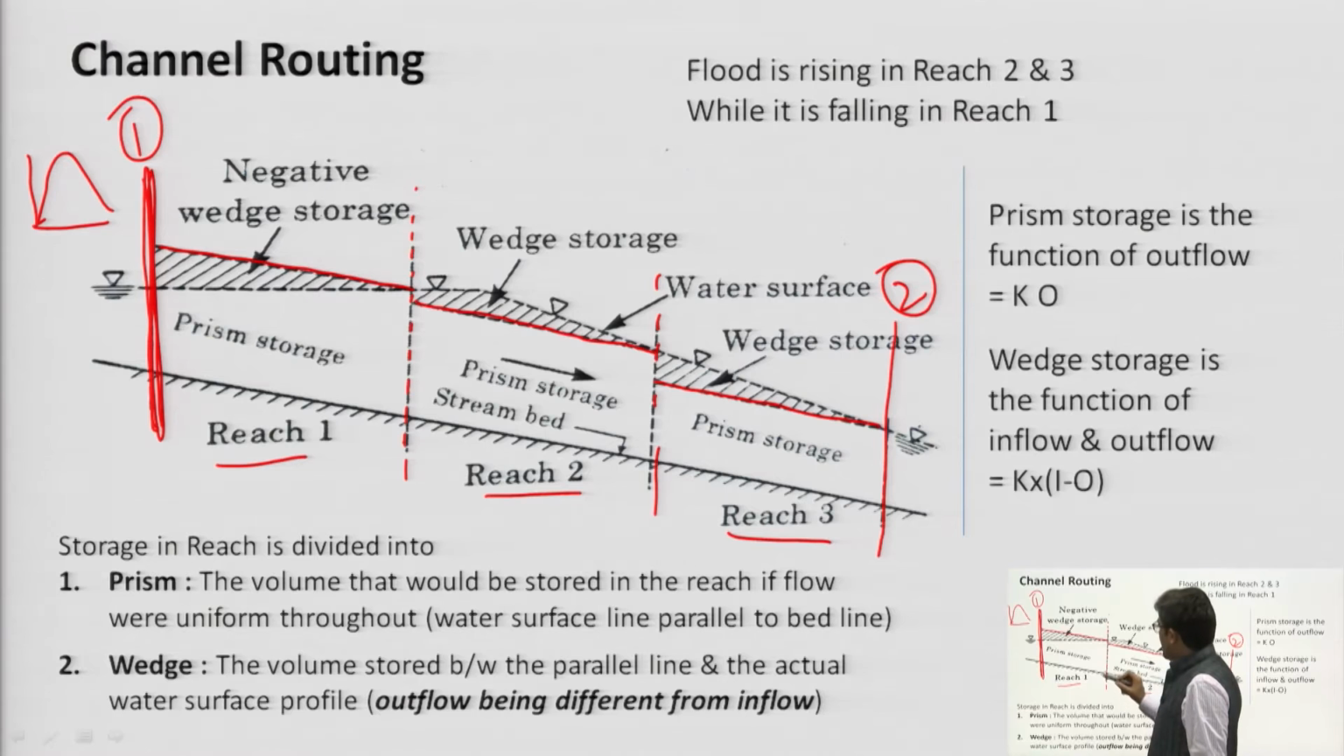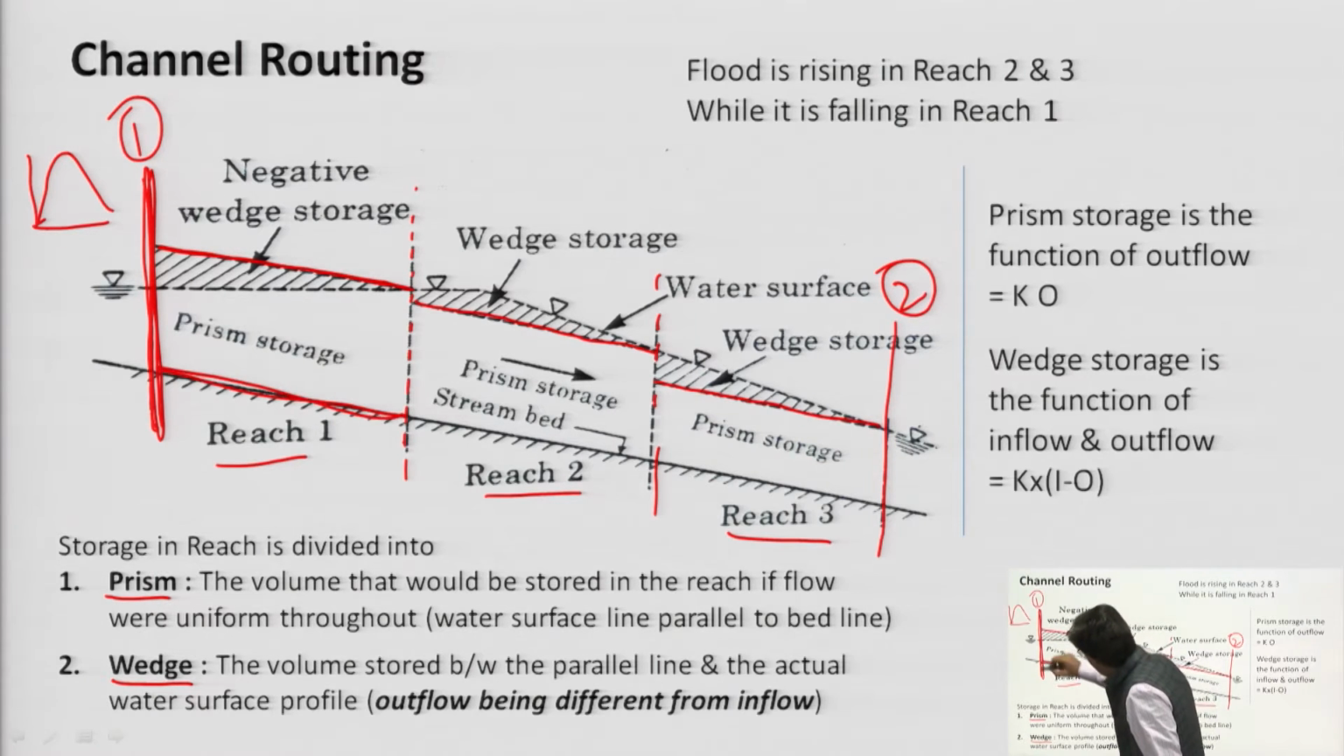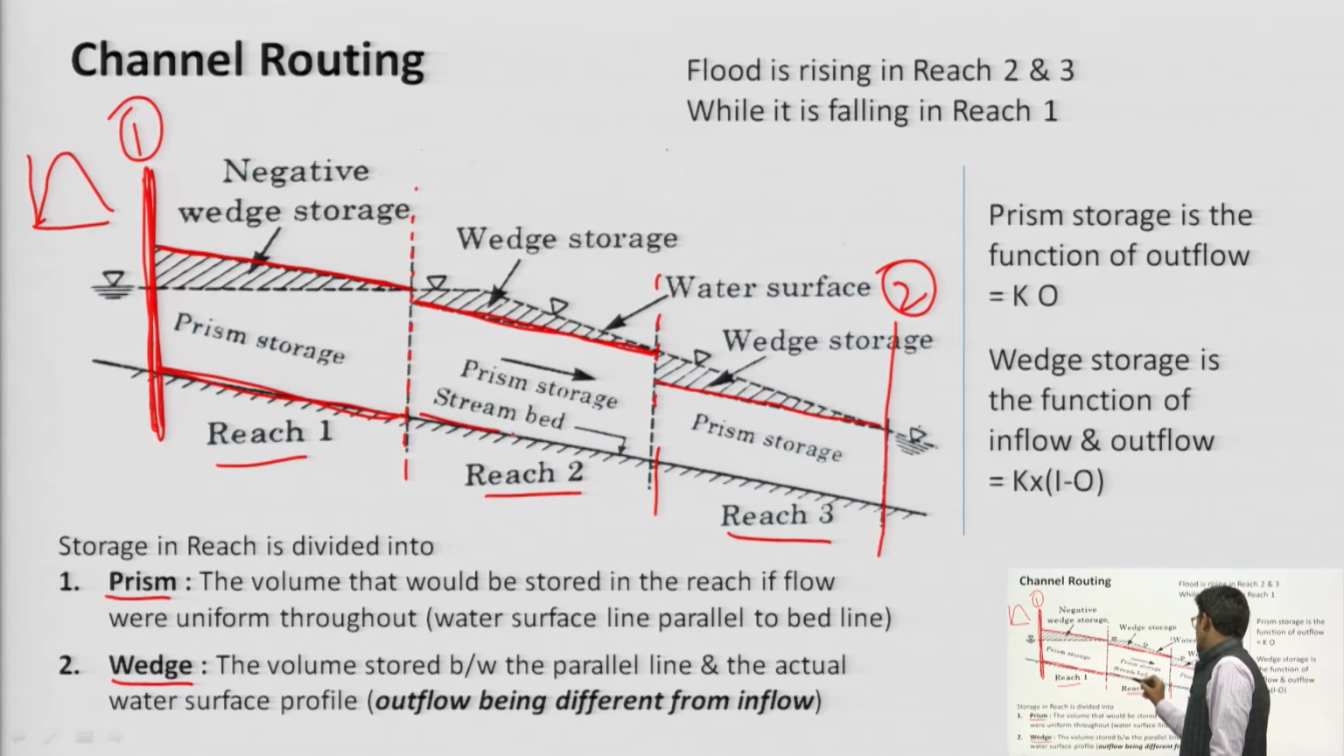Due to that phenomenon, we will have two types of storage in the channel. First one is prism storage, and second one is wedge storage. Prism storage means the initial level of water. For reach 1, the initial storage of water will be within this initial level. The prism storage for reach 1 is this, for reach number 2 it will be this one, for reach number 3 it will be this one.